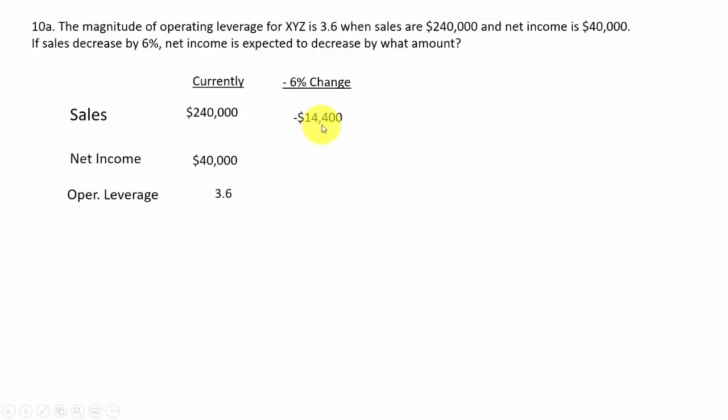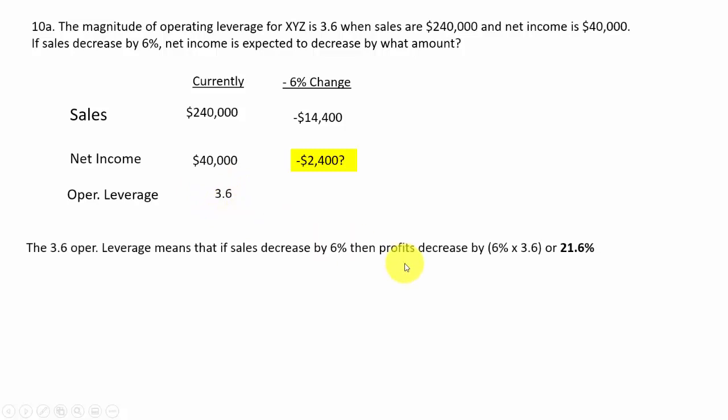sales of $14,400, and that also looks like it would be 6% of 40,000, which is $2,400. So the question is, is that right? If we decrease our sales by 6%, will sales go down 6% and income go down 6% when our operating leverage is 3.6? The answer is no.